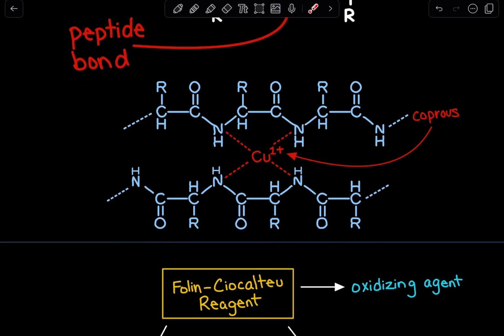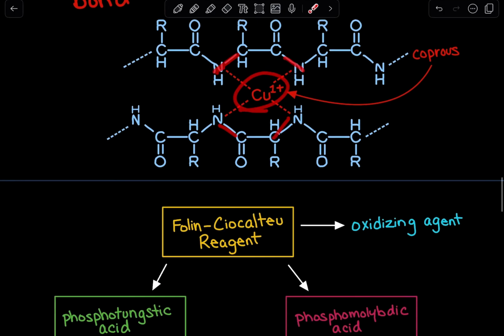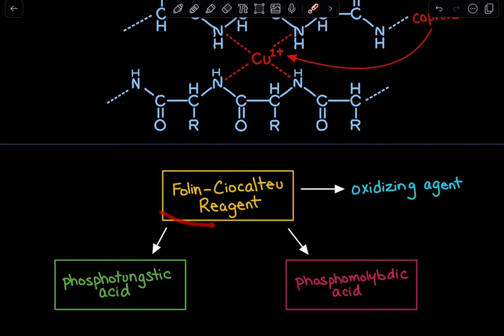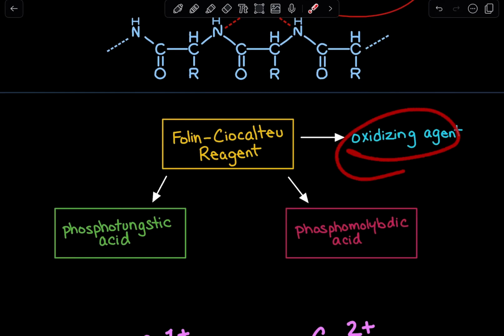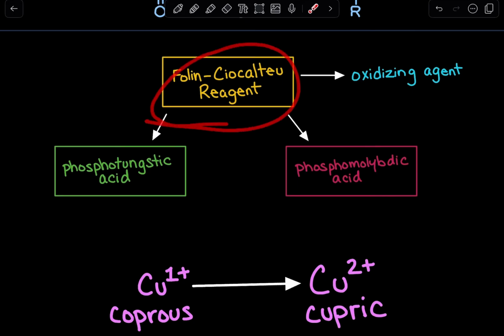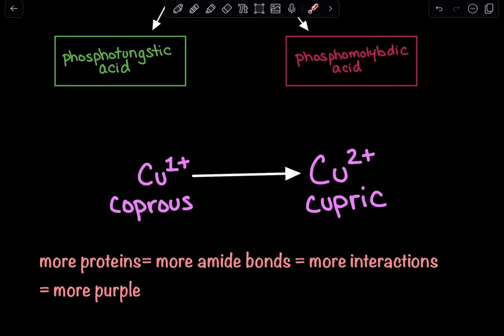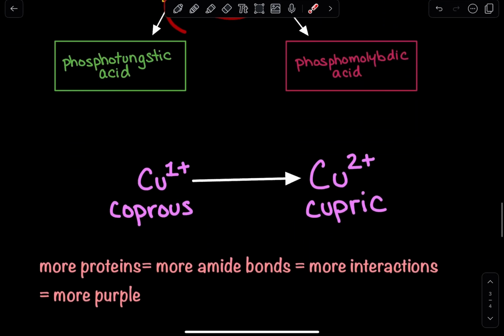But what makes the Lowry assay better than the Biuret assay is that this copper, which has been reduced because it's interacting with the peptide bonds, can now go on to reduce another reagent, which is called the Folin reagent. The Folin reagent is an oxidizing agent. What does oxidizing agent mean? It means that it's going to oxidize something else, and it itself is going to be reduced. Looking at the Folin reagent, it has two subcomponents, but essentially the overall reagent will be reduced by this copper.